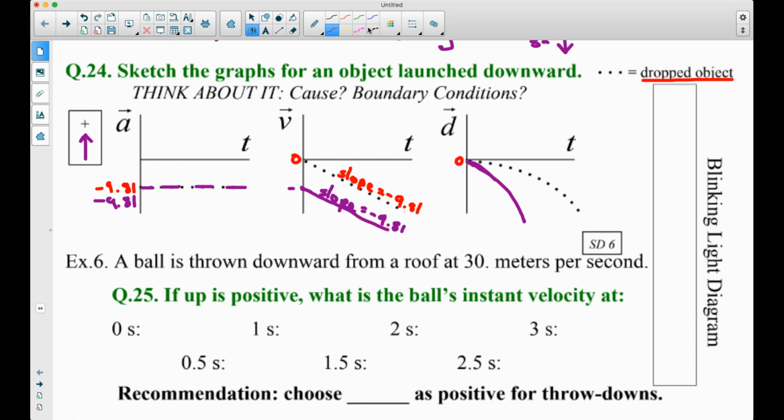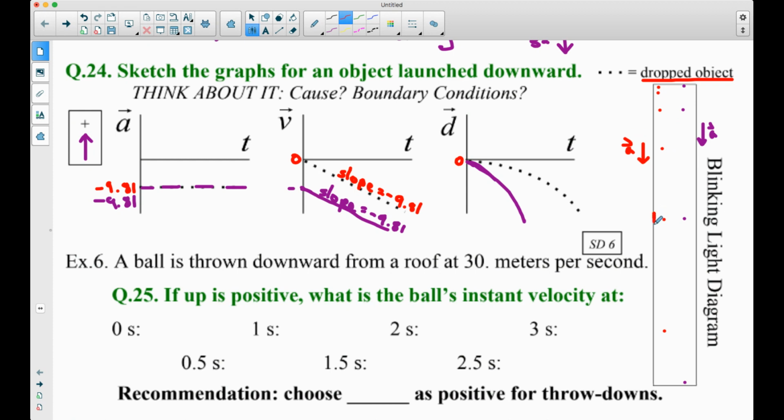The blinking light diagram, just as a reminder, a drop problem. They started out close, then got a little farther, then a little farther, then got a little farther, then a little farther. The throwdown starts out also close, but their first close is already farther because it's already going faster. So the throwdown problem is just like the drop. The acceleration is downward acceleration, also downward velocities.